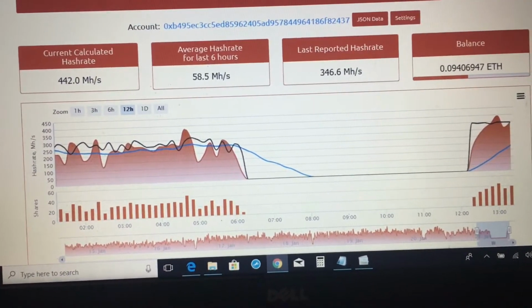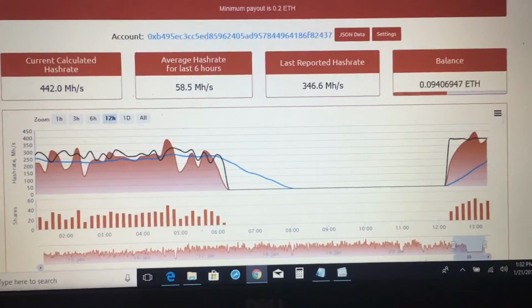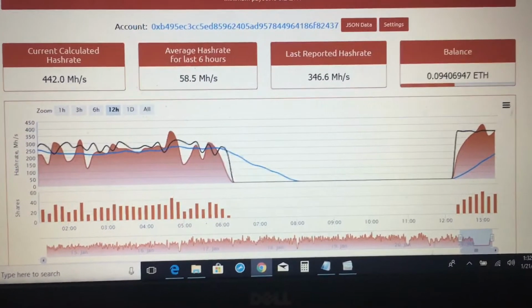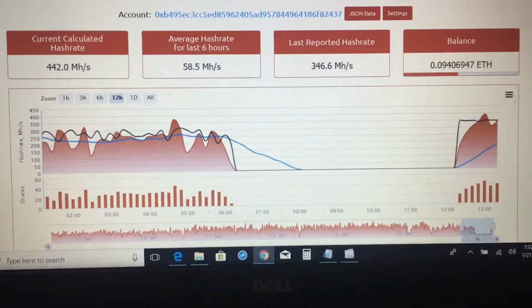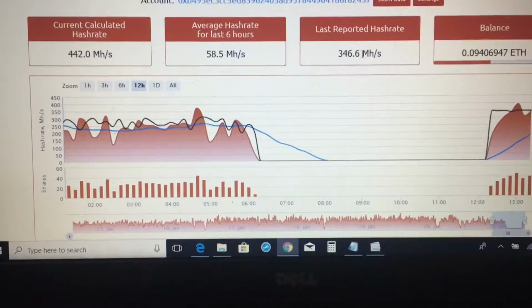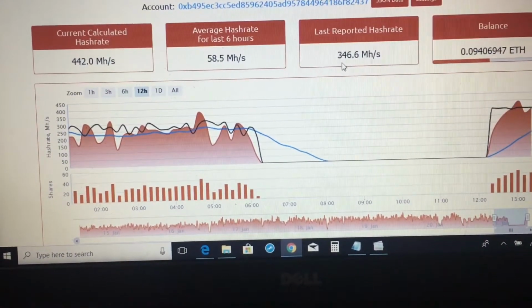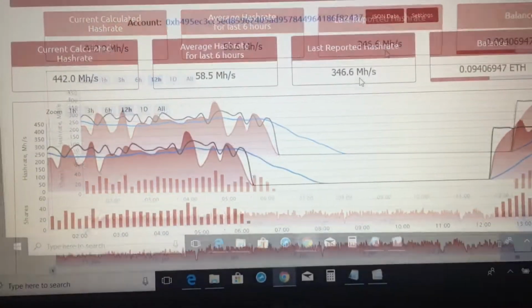Okay, so you saw the rig going. I only had 12 cards hooked up because honestly, I'm exhausted just from building that thing. It's literally taken me about a week. But you can see the last reported hash rate I'm getting right now is about 346 millihash per second, which is great.